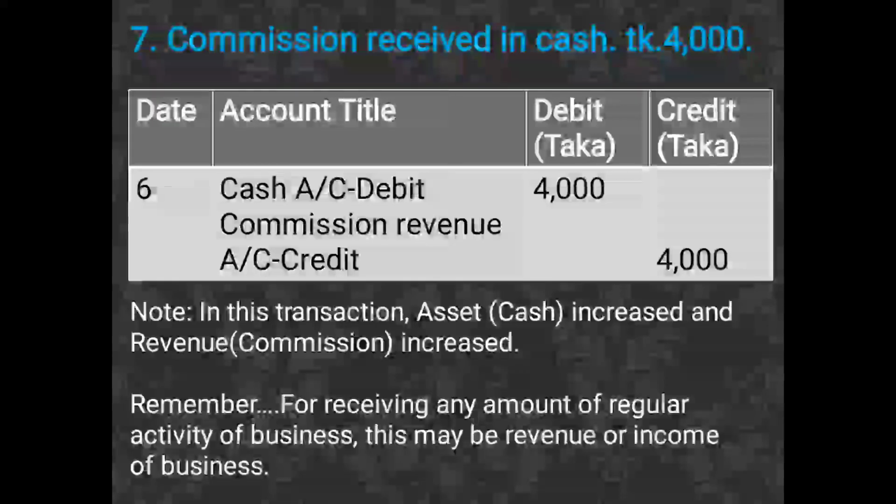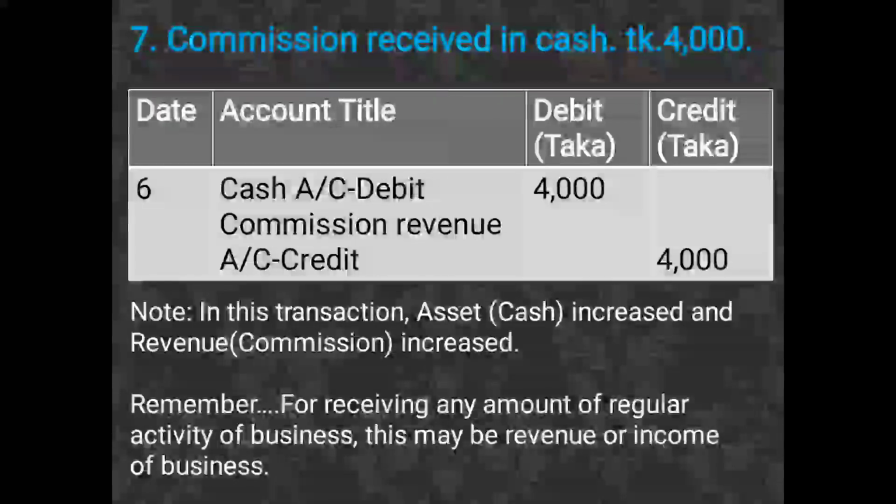Number 7, commission received in cash. In this transaction, two accounts are involved. For receiving cash, cash account, and commission receiving, that is commission revenue. So when cash increases, then cash account is debit, and when revenue increases, then revenue account is credit. For this transaction, cash account debit, commission revenue account credit.